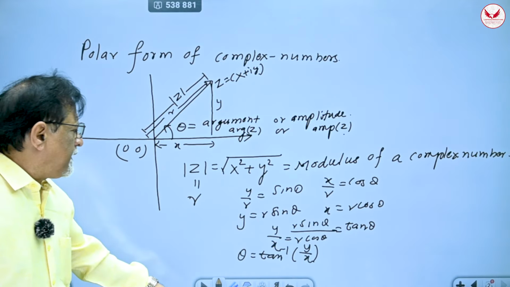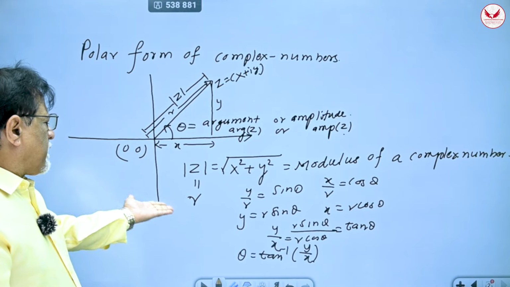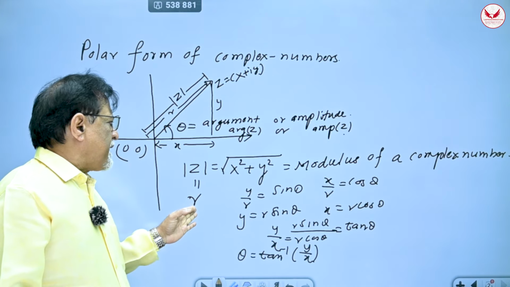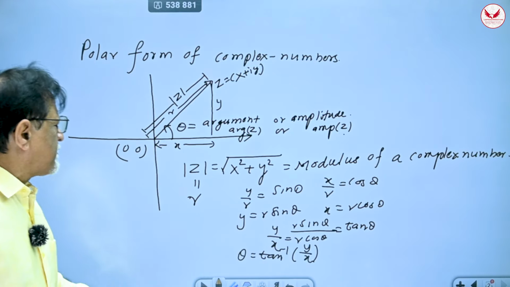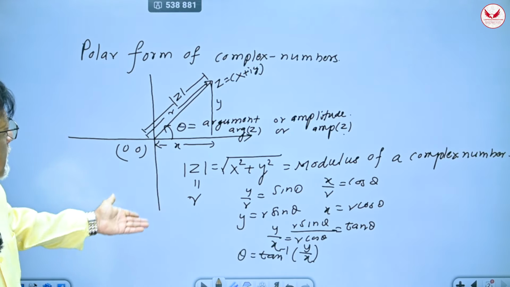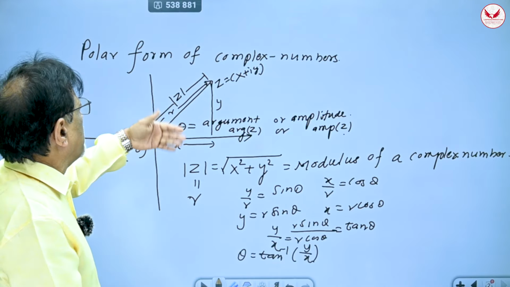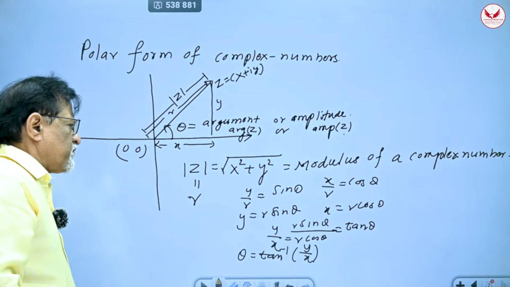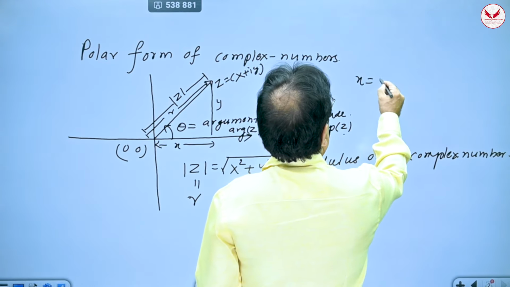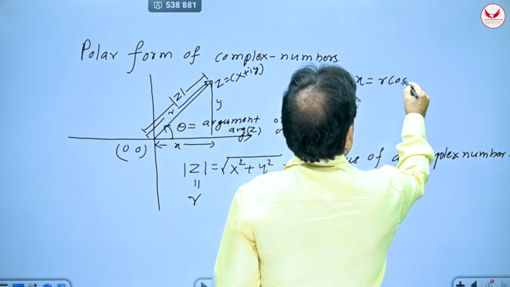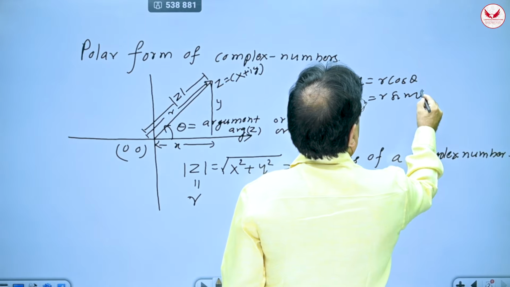So, I know theta and I know r. If I know x and y, then I can find out r and theta, because r is expressed in terms of x and y, theta is expressed in terms of y and x. Therefore, I can convert from one type of coordinate system to another. One is polar form, the other is the Cartesian form. So, in polar form, x is equal to r cos theta, y is equal to r sin theta.